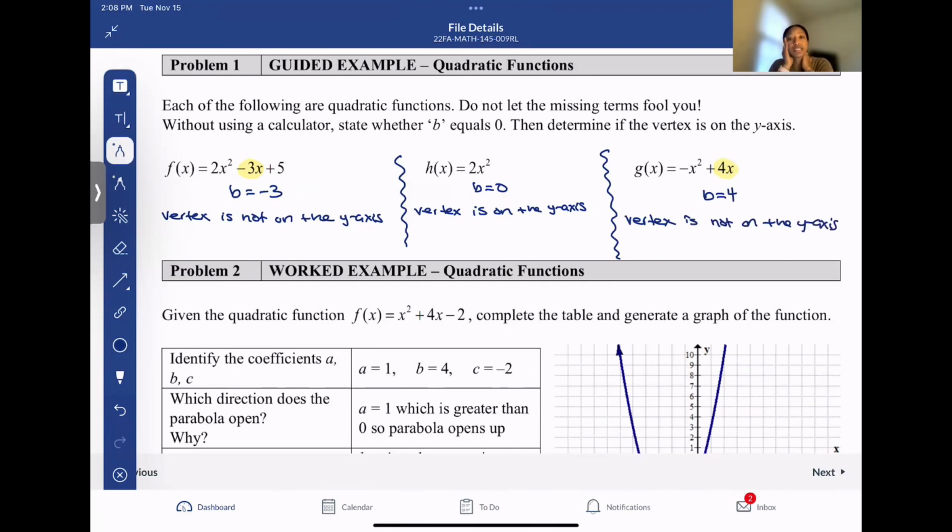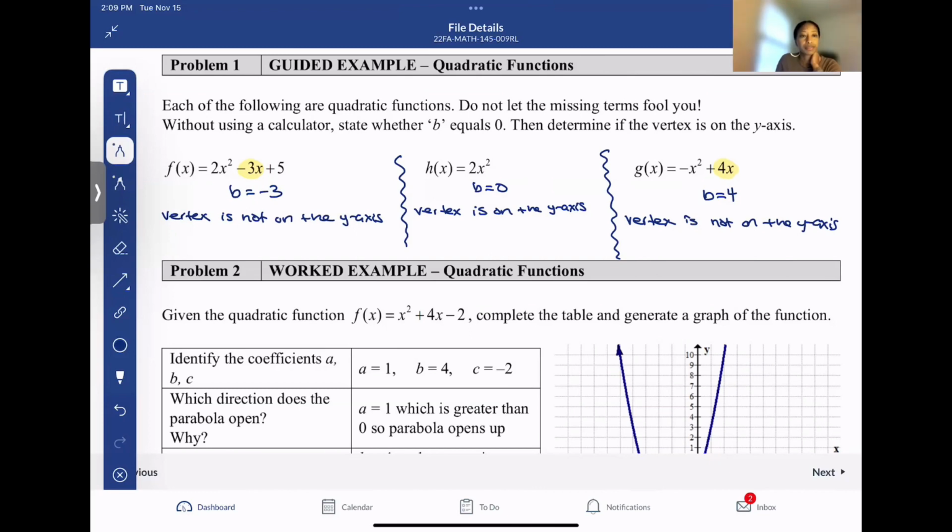Again, if b is 0, your parabola is split in half by the y-axis and the vertex is on the y-axis. If it's not 0, then it's not. So only that middle function, h, has a vertex on the y-axis. It would actually be at 0, 0 at the origin.